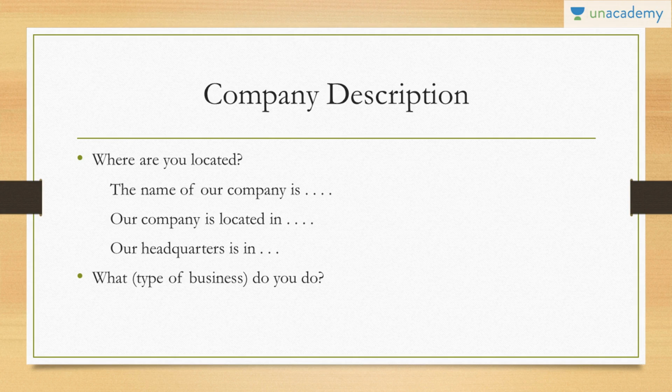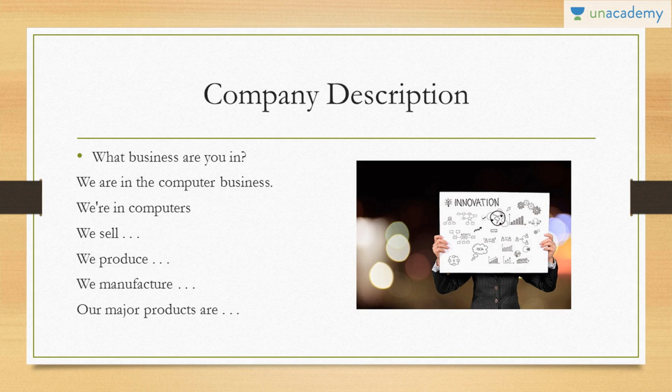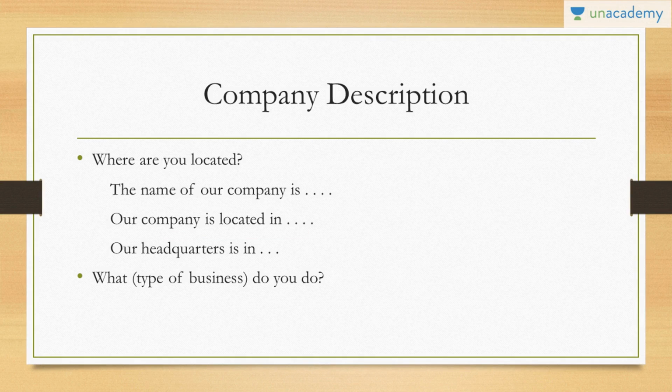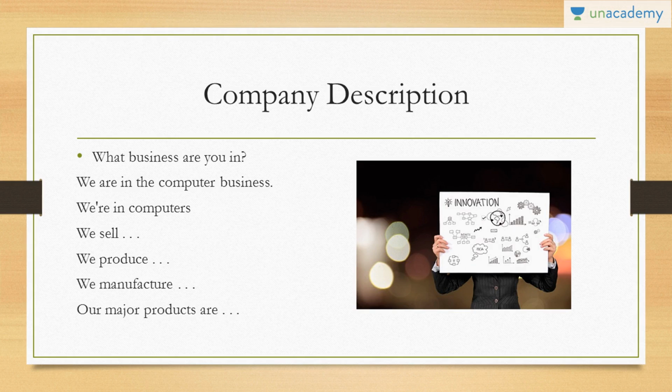And then what do you do? So you're basically trying to ask what type of business you do. Then what business are you in? We're in the computer business, or we're in computers. We sell so and so. We produce. We manufacture. Our major products are. So here you are going to give your company description. This is how you can give your company description.